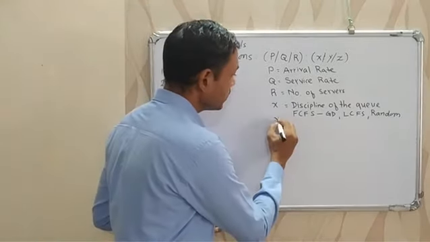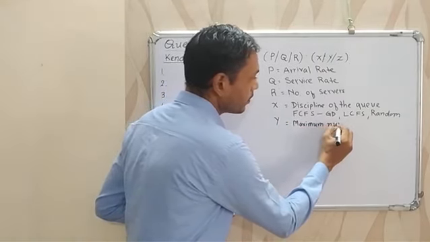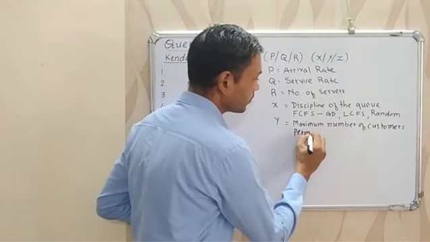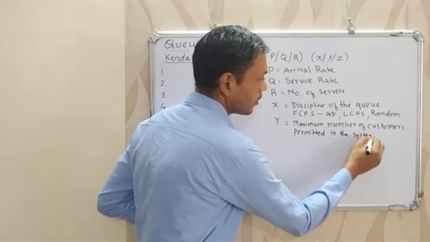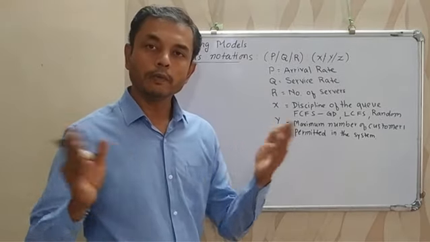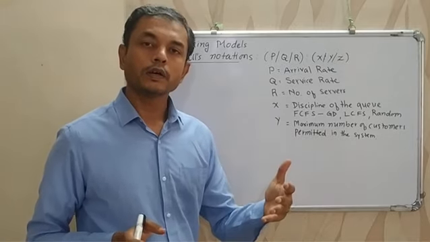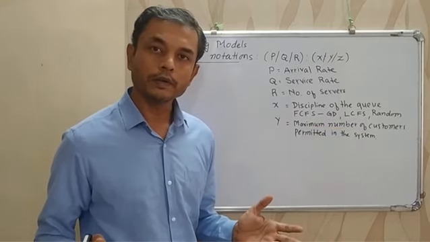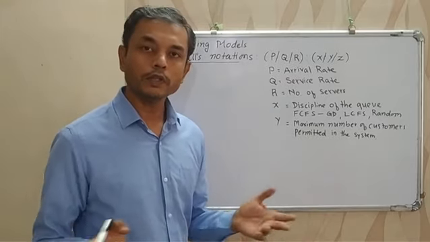Y means the maximum number of customers permitted in the system. It might be infinite or finite. Say for an interview, if 100 candidates are called, then the maximum number of customers permitted in the system is 100. Sometimes it is infinite, say the number of vehicles coming to a toll booth. So it is infinite.